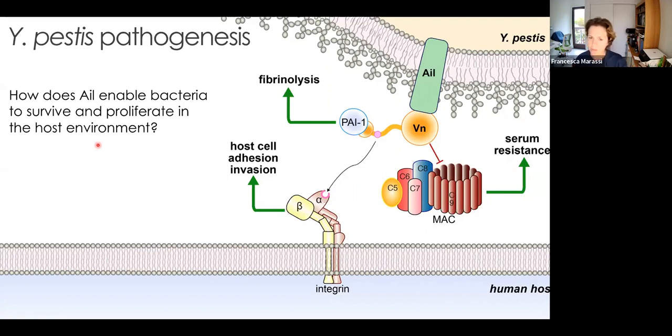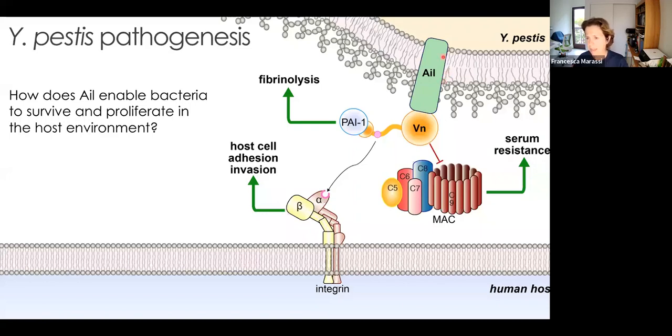Okay, so this cartoon now illustrates this one key protein, AIL, attachment invasion locus, which sits on the outer membrane of Yersinia pestis. This is a gram-negative bacterium, so it has a cell envelope that's made up of an inner membrane protein and an outer membrane protein. And this outer membrane protein on its own is itself a virulence factor. So it's essential for the bacterium to express the pathogenicity that it does.